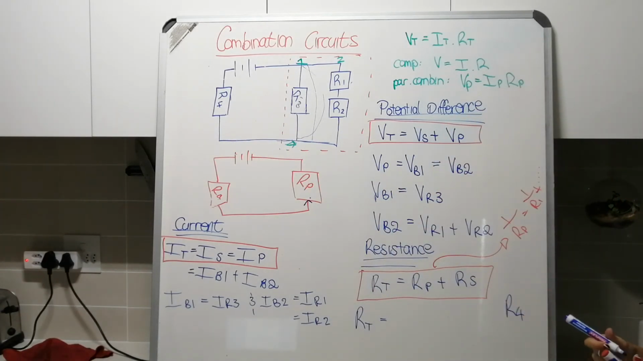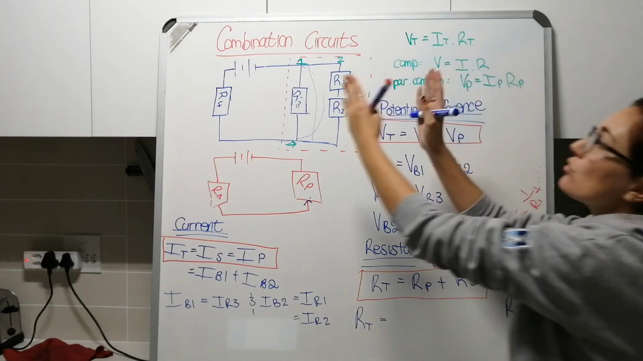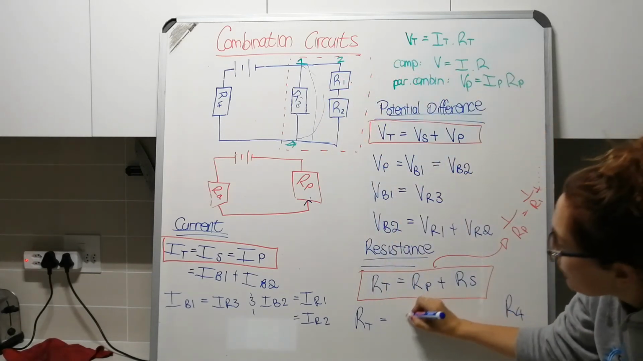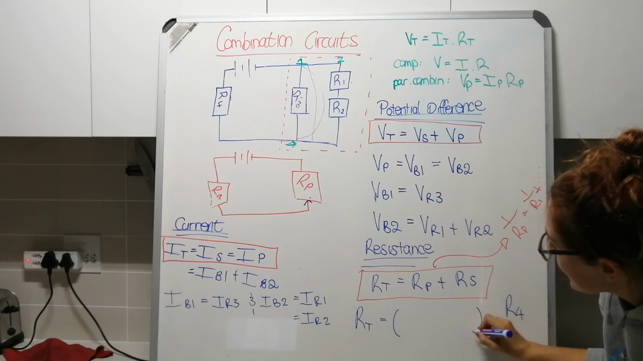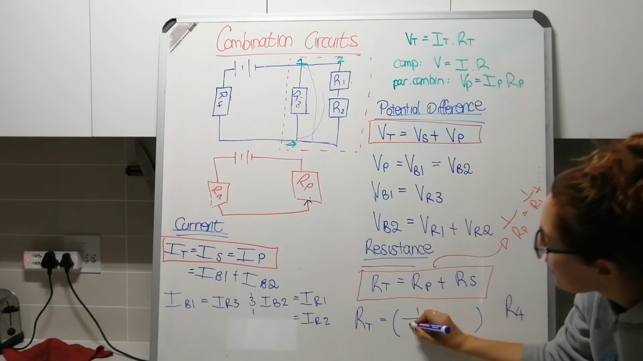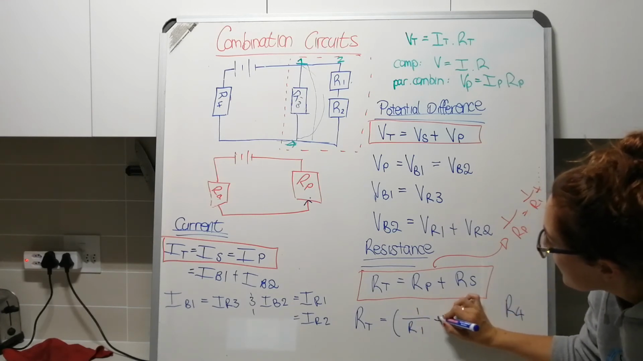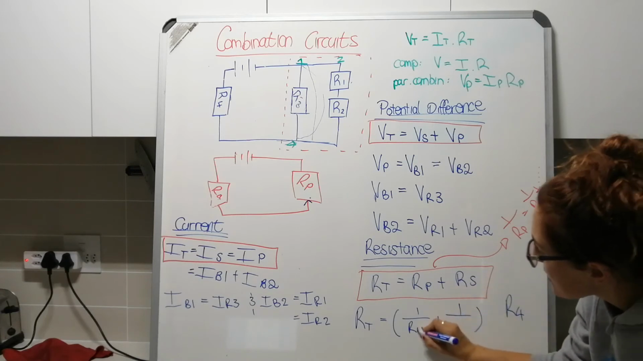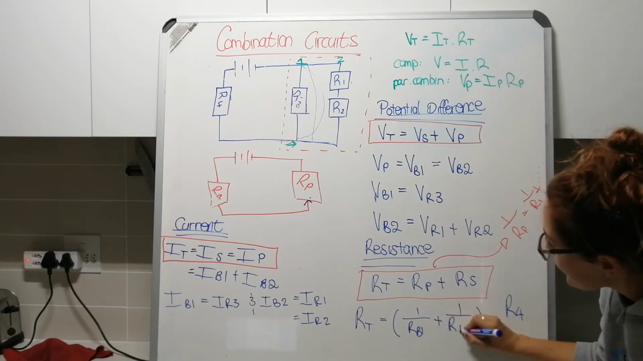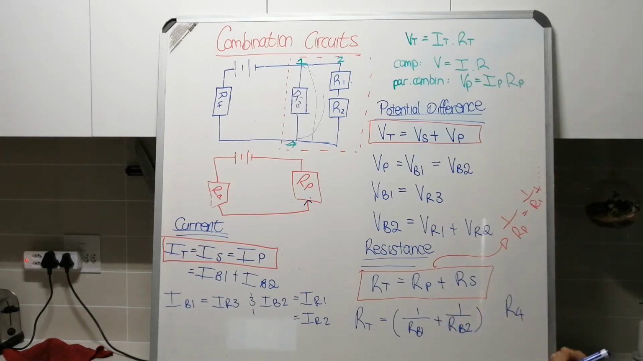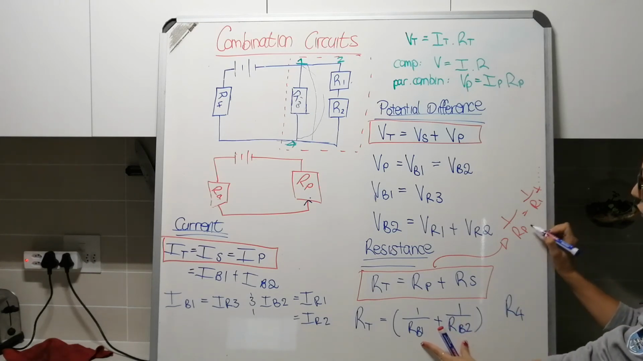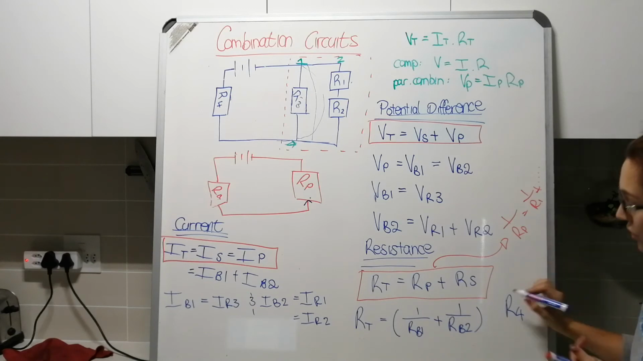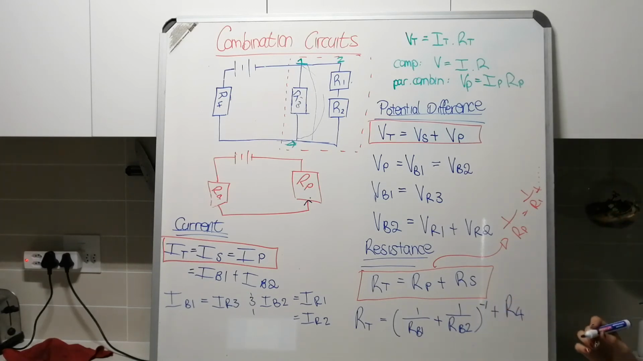Now my parallel combination, I've got two branches. For each branch, I need a fraction. So it's going to be 1 over the resistance of branch 1 plus 1 over the resistance of branch 2. That will give us 1 over RP. I don't want 1 over RP, I want RP. So remember, we raised this to the -1. Do you remember that? I hope you remember that.